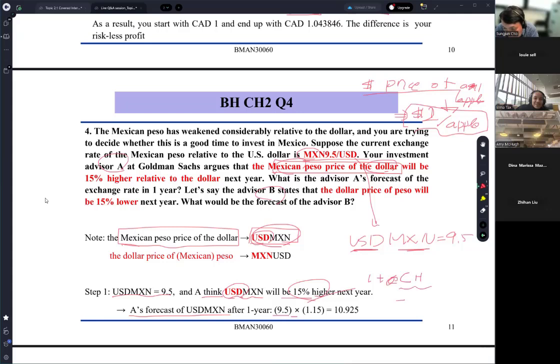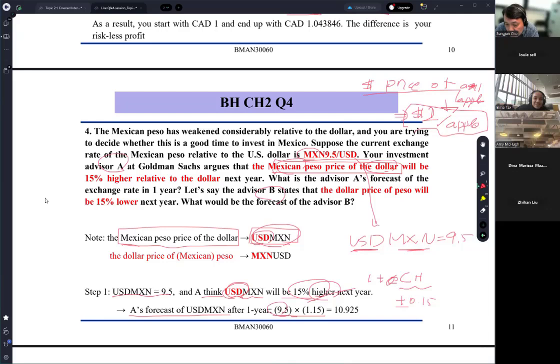Your change is plus. Why? Because the currency in the denominator will appreciate, will be higher. So the sign will be plus. How much? 15%. So it should be 0.15. That's how we got this number.